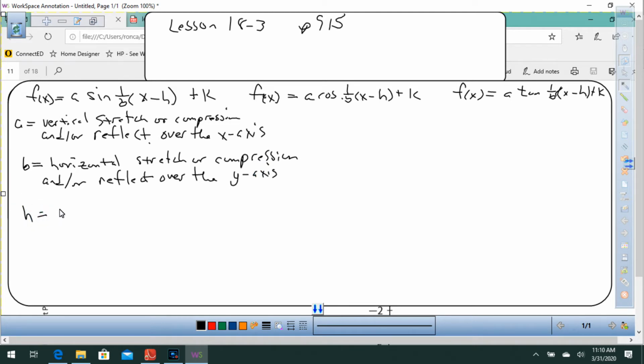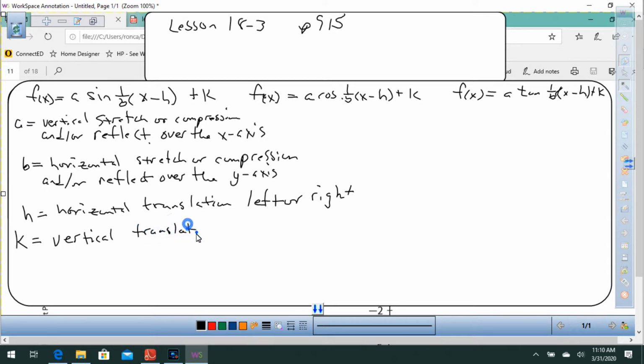H is a horizontal translation, left or right. And K is a vertical translation, up or down. Okay. Now, remember, for the sine and cosine, the period is 2 pi over b, and for the tangent, the period is pi over b. All right?